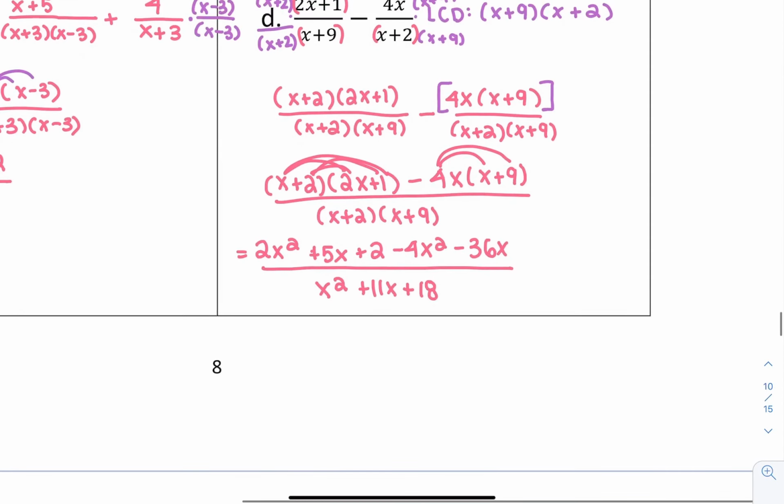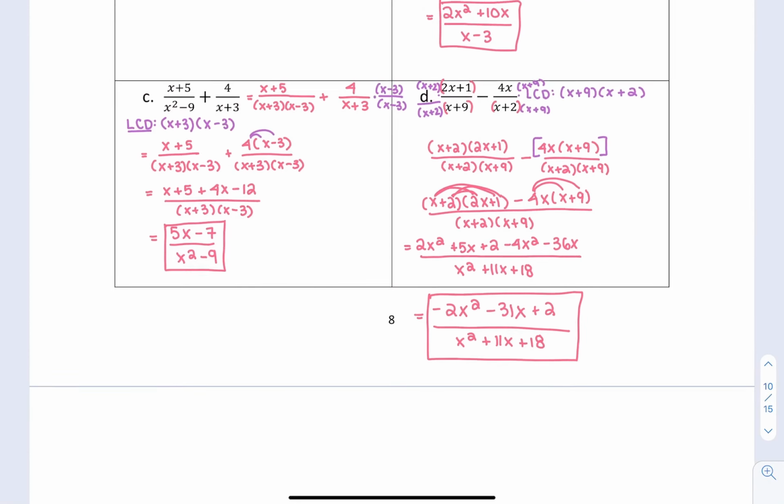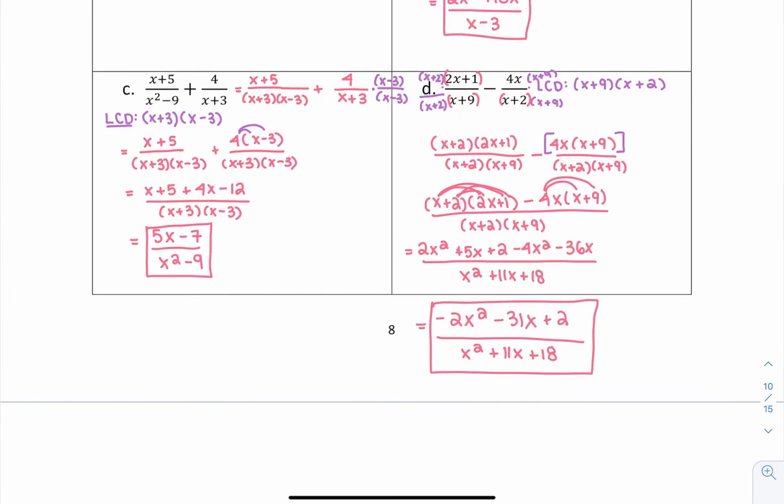Finally, we have to combine like terms. 2x squared minus 4x squared is minus 2x squared. Plus 5x minus 36x is minus 31x. And plus 2. All over x squared plus 11x plus 18. So look for a common denominator or find one and combine your numerators and keep the denominator the same.